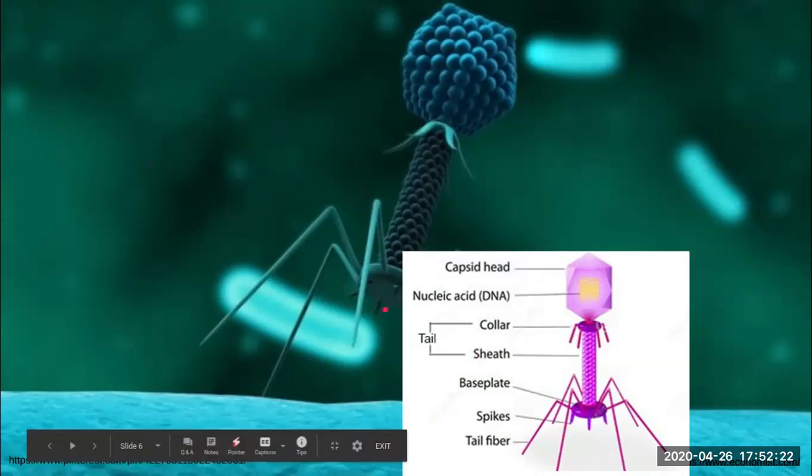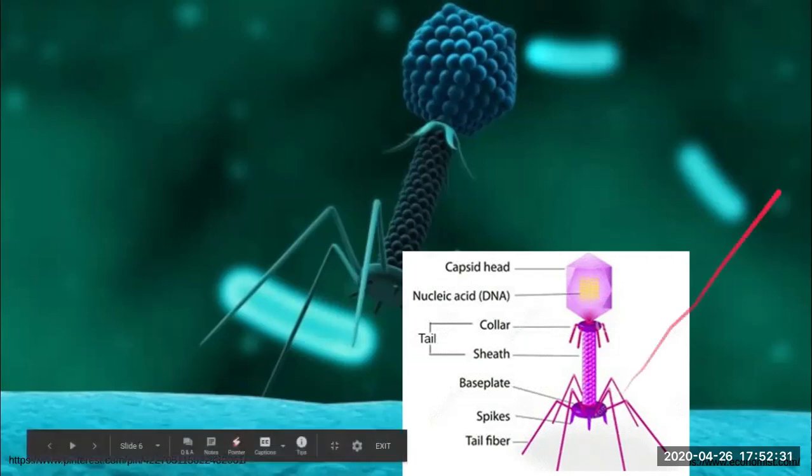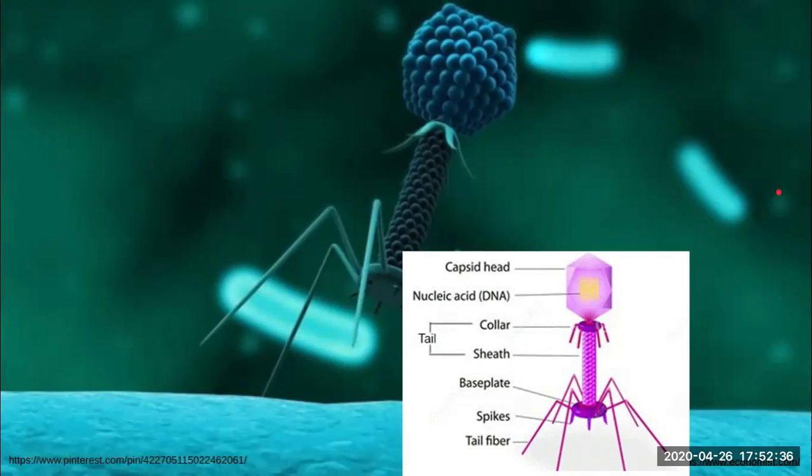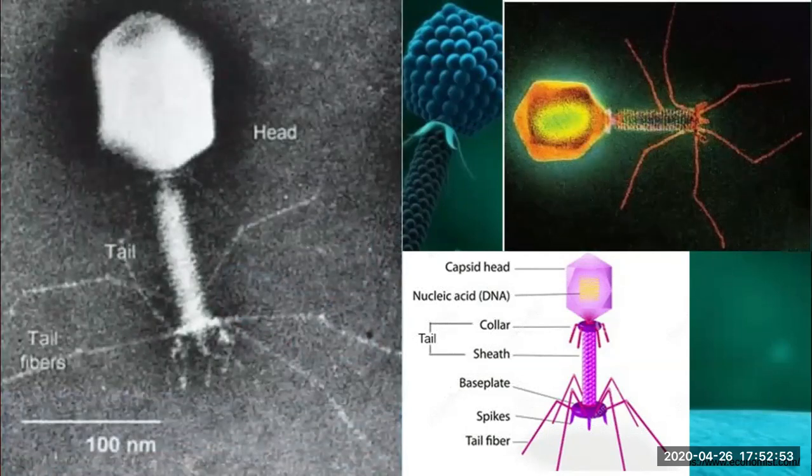And the spikes are what penetrate into the host cell and then allow the genome to be injected, or ejected rather, from the head down the sheath and into the cell. And just in case you don't believe me, the scientific community has visualized these via electron microscopy. We have actually seen what these look like under an electron microscope, and that is exactly what they look like.